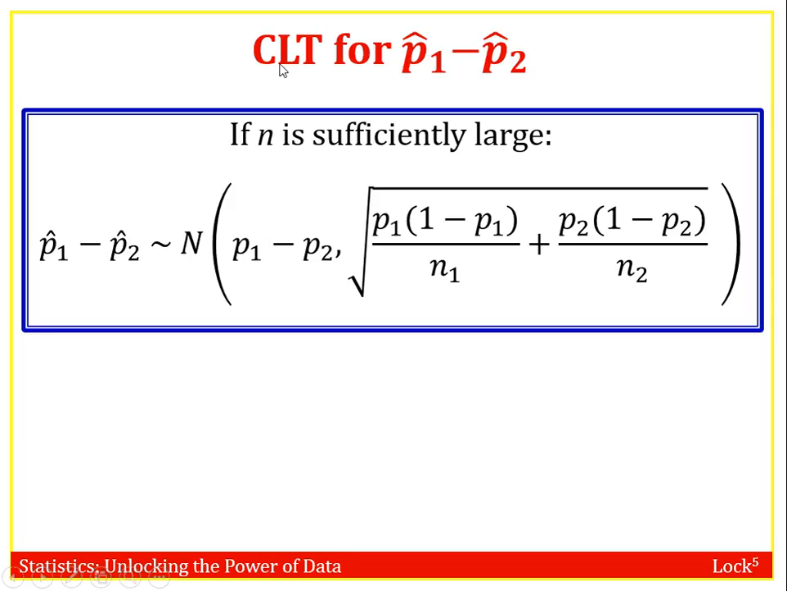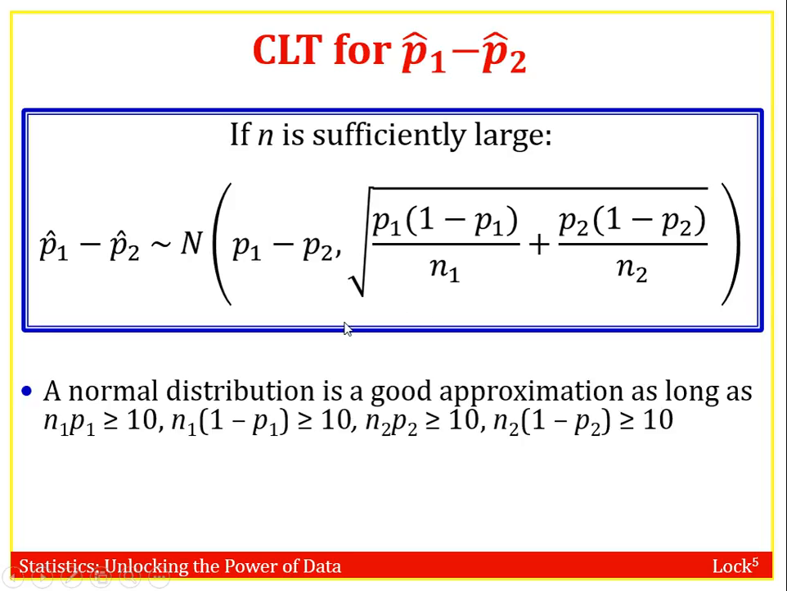Now, the central limit theorem says that the difference in our two proportions will become normal. That's what this N in front means. And this is the difference in our two proportions, so that's where it's going to be centered for our mean. And this is going to be our standard error over here.